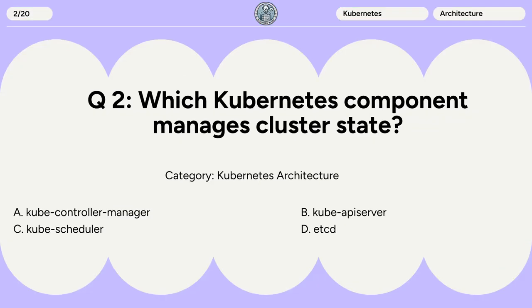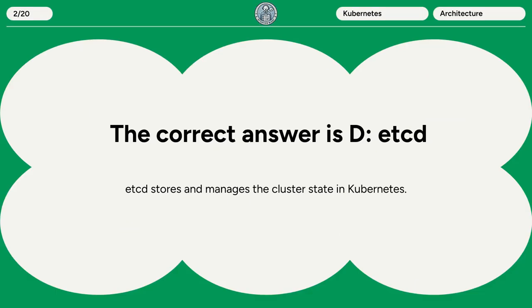Question 2. Which Kubernetes component manages cluster state? A. Kube Controller Manager. B. Kube AppServer. C. Kube Scheduler. D. etcd. The correct answer is D. etcd. etcd stores and manages the cluster state in Kubernetes.